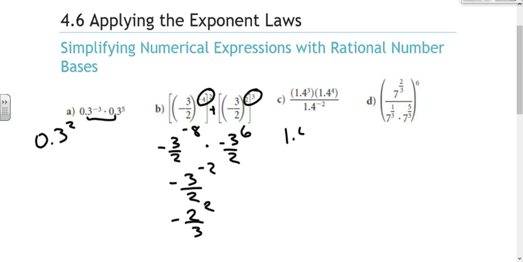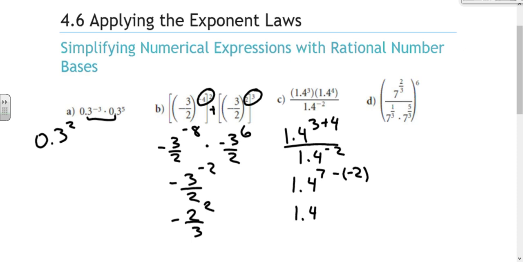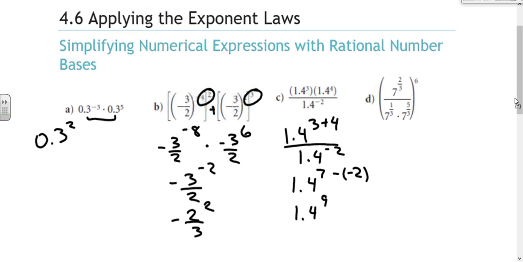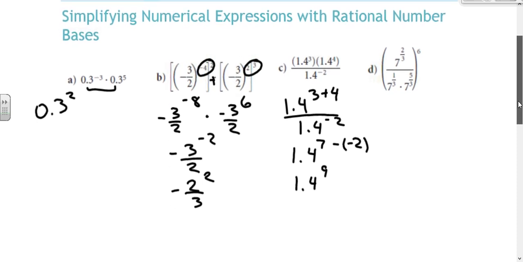This is 1.4 to the 3 plus 4 over 1.4 to the negative 2, so 1.4 to the 7 minus negative 2, which is 1.4 to the 9. Okay? I'm going to clear some space for this next one. Okay, good. All right, scroll down.